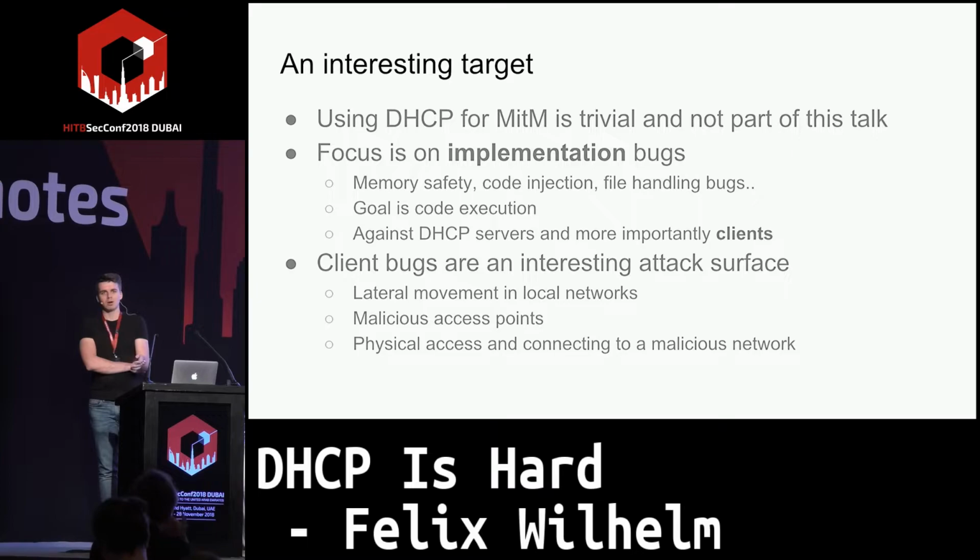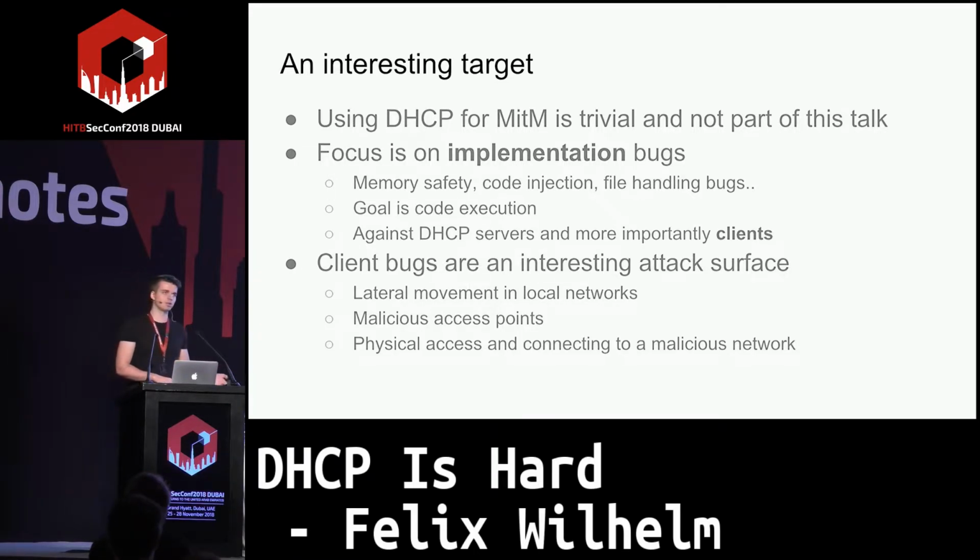So, let's talk about why you would want to look into DHCP. First of all, everyone knows you can use DHCP for man-in-the-middle attacks. It's trivial and it's not part of this presentation. This presentation is focusing on implementation bugs in DHCP clients and servers. So we're looking for things like memory safety issues, code injection vulnerabilities, or file handling bugs. And the goal here is to gain code execution either on vulnerable DHCP clients or servers.